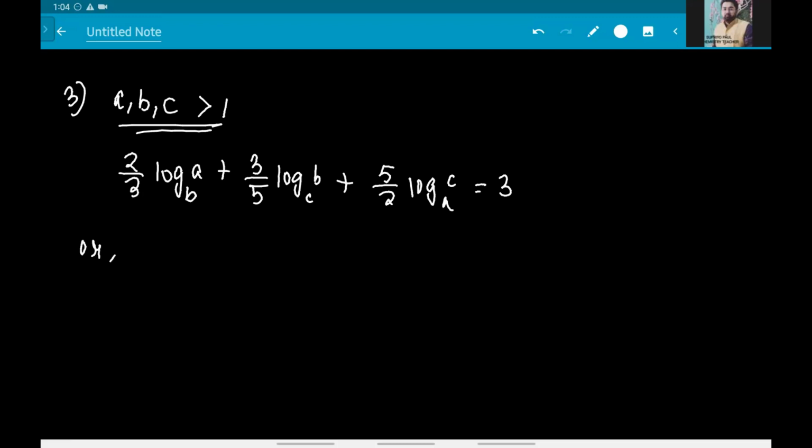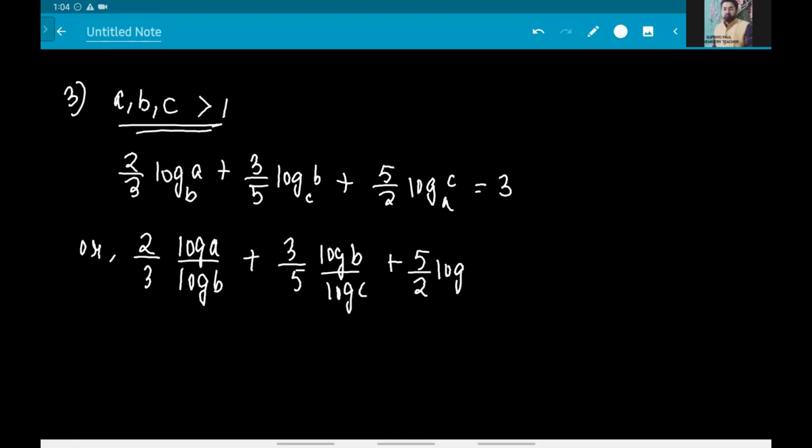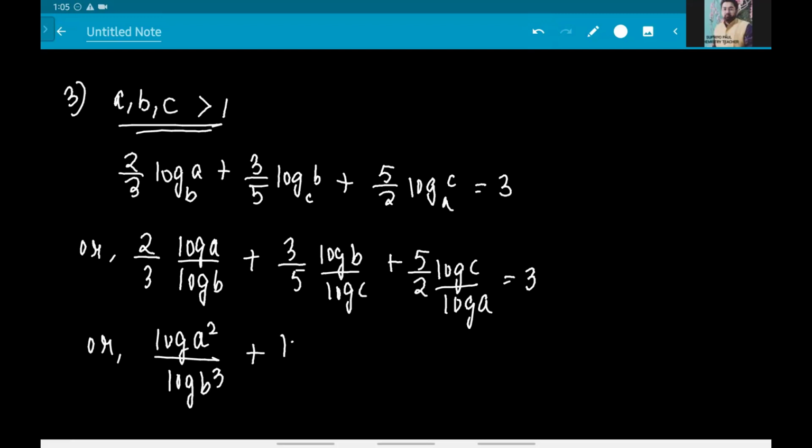Okay, now we can rewrite this. By the logarithm property, we know that log a base b we can rewrite as log a by log b. Plus this one is 3 by 5 log b by log c plus 5 by 2 log c by log a equal to 3. Now it is actually 2 log a by 3 log b. That means, by the logarithm property, this is log a square by log b cube plus log b cube by log c to the power 5 plus log c to the power 5 by log a square is equal to 3.